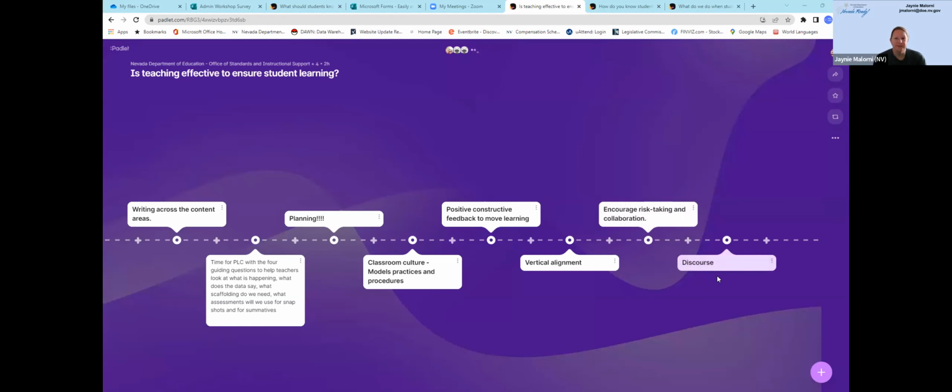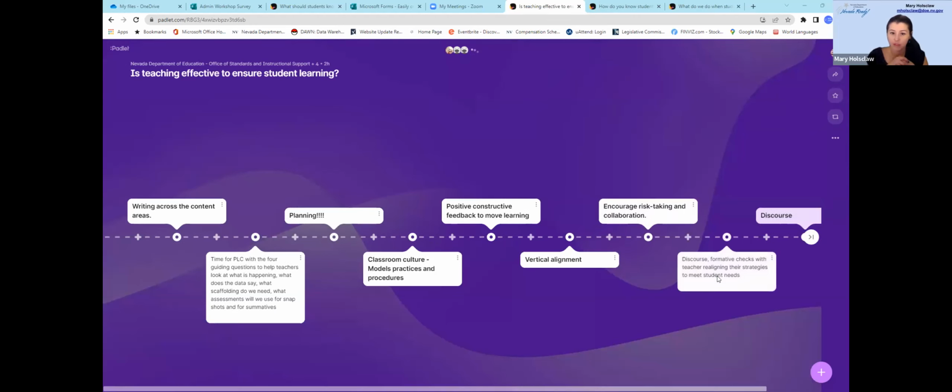But what do we see? I like this discourse. There could be like just group discussion. Maybe they're formatively checking each other. I've seen that when I was in the classroom. We had small group discussions. We have shoulder partners, things of that nature.